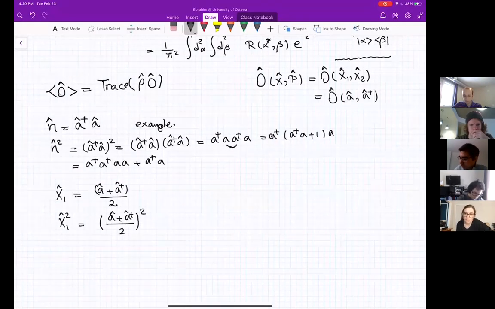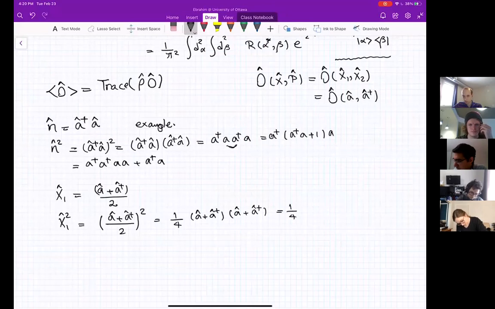When I don't want to write the operator, I will write it in terms of alpha and alpha star. So that's the value. If I don't have a hat operator, just assume that this is an operator. So this is 1 divided by 4 of A plus A dagger times A plus A dagger. Why am I doing that? Because I want you to understand and feel that there is something important that you have to take care of, okay?